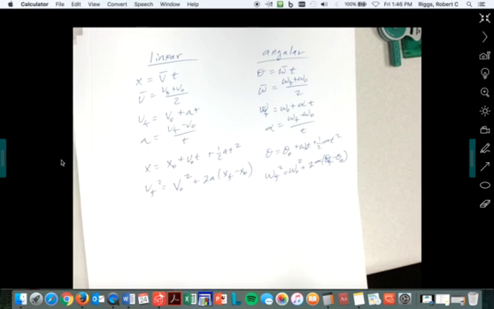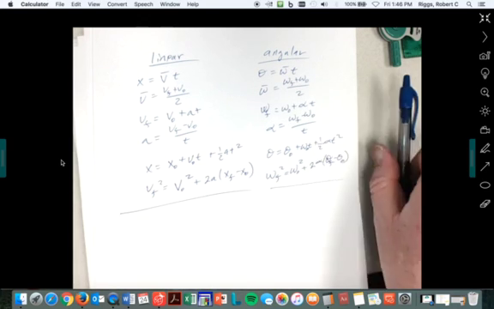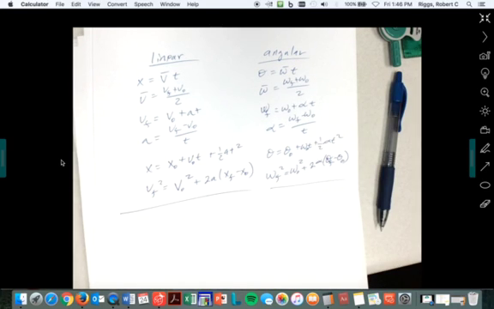Same thing. There you go. So this is one-dimensional kinematics. This is angular kinematics. And we kind of put the two together in Chapter 9. So on the next video, I'm going to do 2 practice problems and then call it a day. All right?